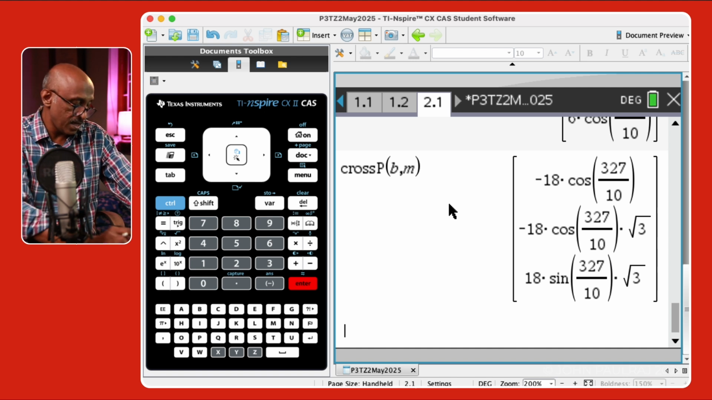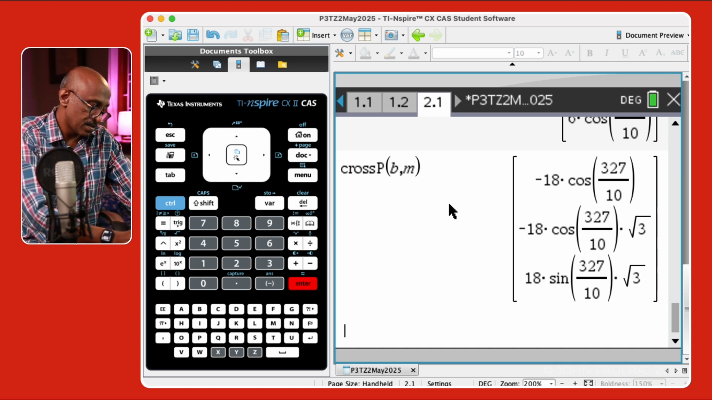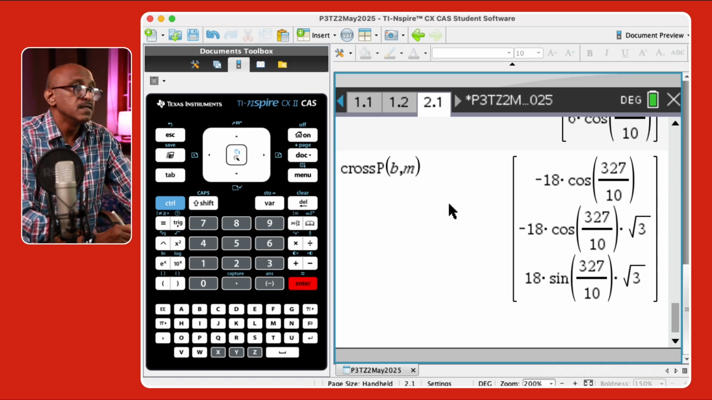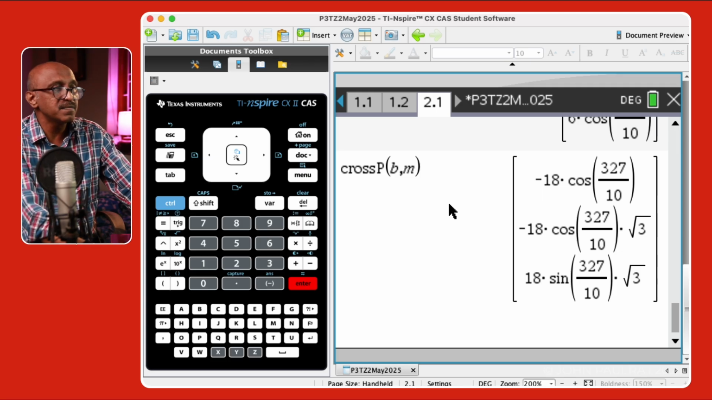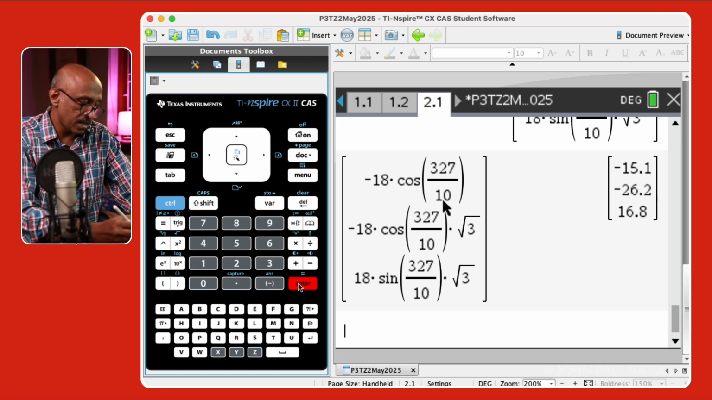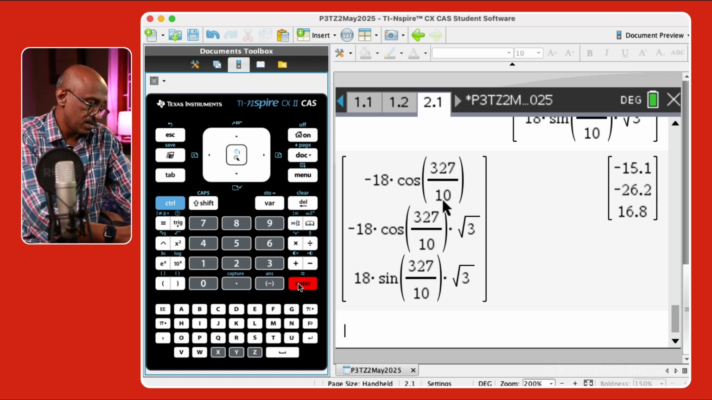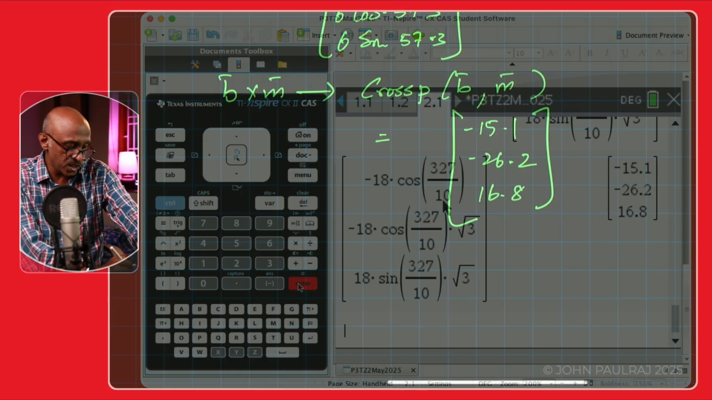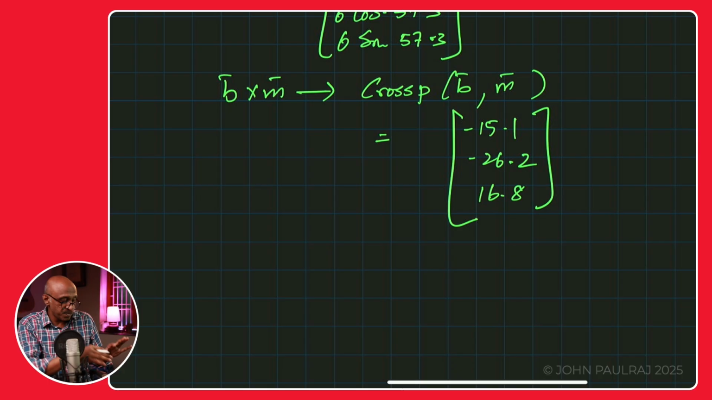Okay, let's just copy that down as it is. Here's a vector, and I have negative 18. This is the exact value, right? Before I copy it down, let's just get the decimal values, the approximate value, that is. So if I hit Control Enter, what do I get? There you go. So this is better. I just write it as negative 15.1, negative 26.2, and 16.8. Okay, so that you can see what I've written. I didn't want to put the exact values there, I just put the vector values here.